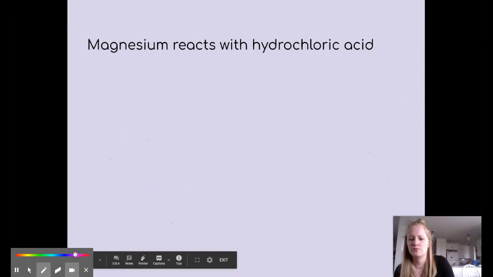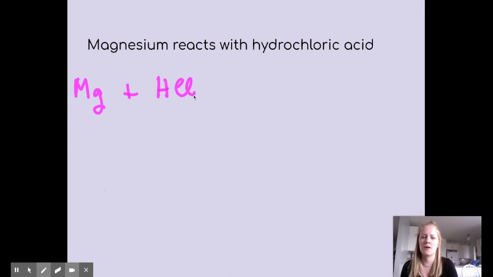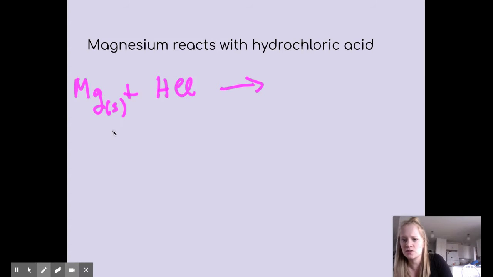So, magnesium reacts with hydrochloric acid. Okay? Arrow. States-wise, magnesium is an element. It's not diatomic, so it's just a solid on its own. Hydrochloric acid is an acid, so therefore it's an aqueous state.